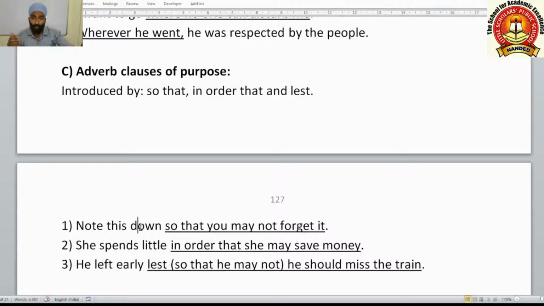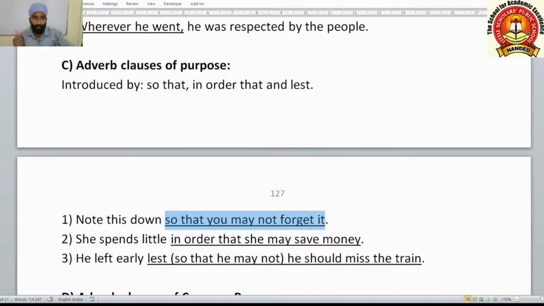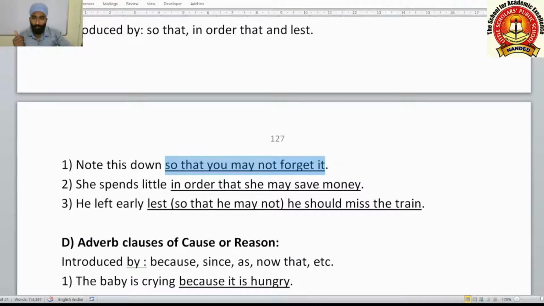Note this down so that you may not forget it. What is the purpose of noting down? So that you may not forget it. This is the purpose of noting down. Sometimes the purpose of action comes after an action which is not completed. Sometimes it comes after an action is completed. But you have to remember these conjunctions which make a subordinate clause of purpose.